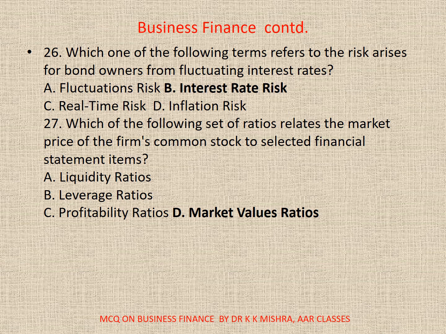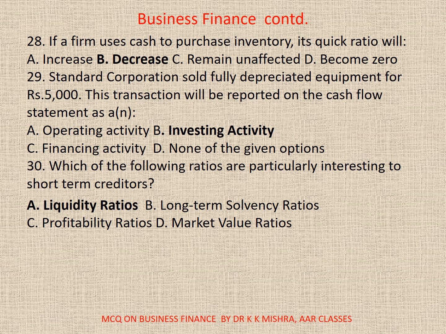Now 28. If a firm uses cash to purchase inventory, its quick ratio will A. Increase, or B. Decrease, or C. Remain unaffected, or D. Become zero. Actually, the correct option is B. Decrease. Here what happens is that when inventory is purchased for cash, cash is converted into inventories and there is no effect on net current assets. The current assets remain the same as before the purchase of inventory. The current ratio will not be changed.